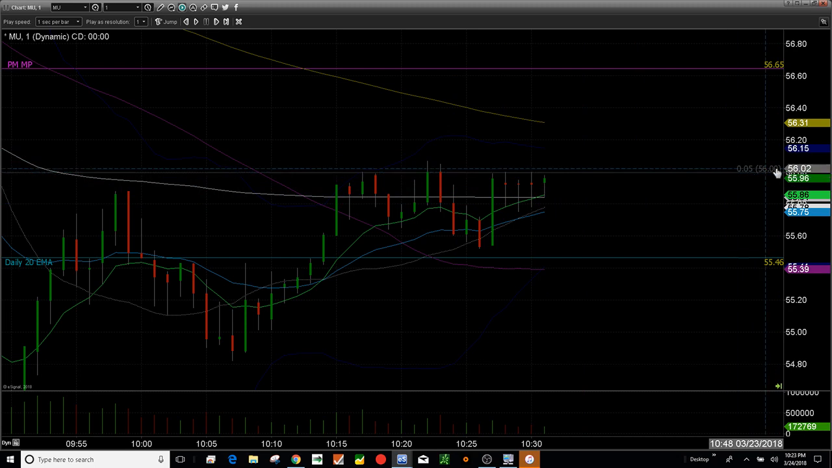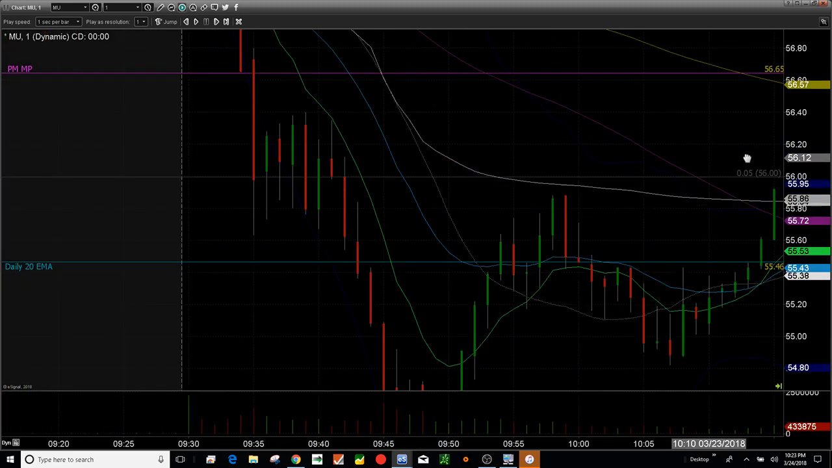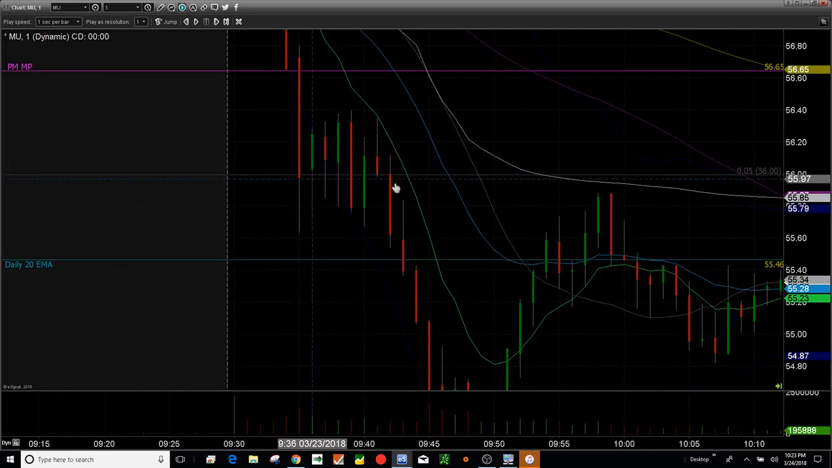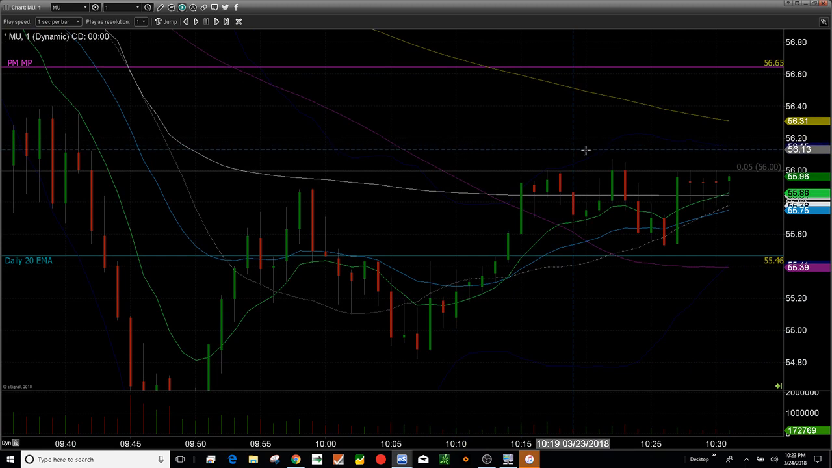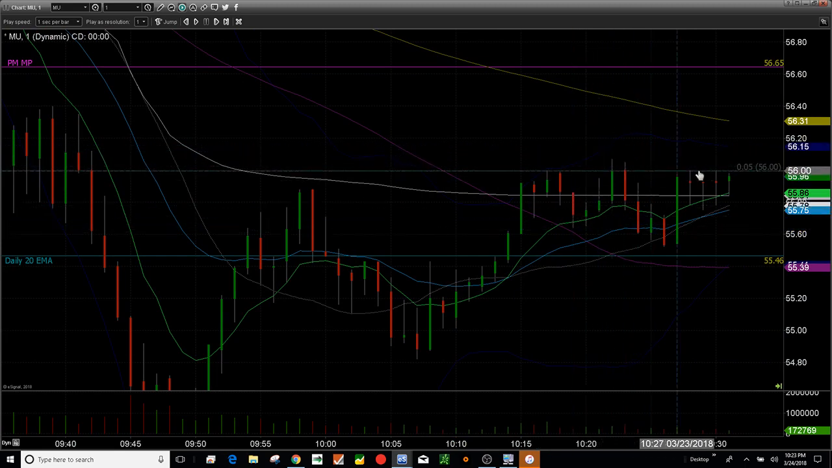This is a 5% level at $56. We know that there's a bunch of buyers and sellers here, right? Because we had a bunch of buyers and sellers over here. You guys see that? The 5% level is a very important earnings play move. 5%, 7.5, 10, 12, 15. So at this 5% level, there's a lot of battling going on.